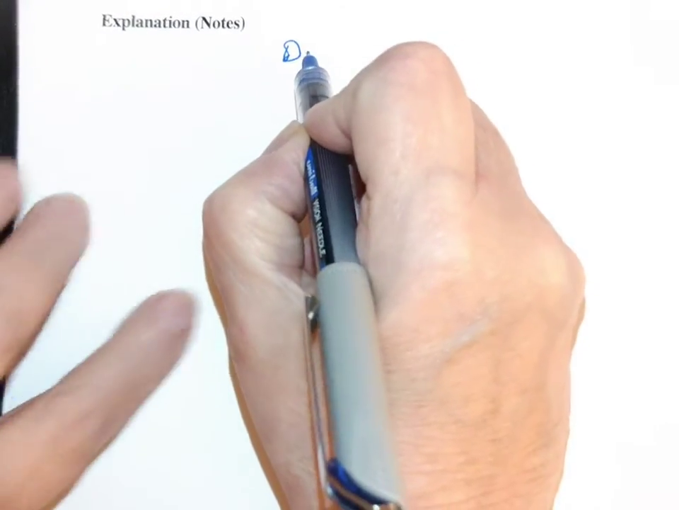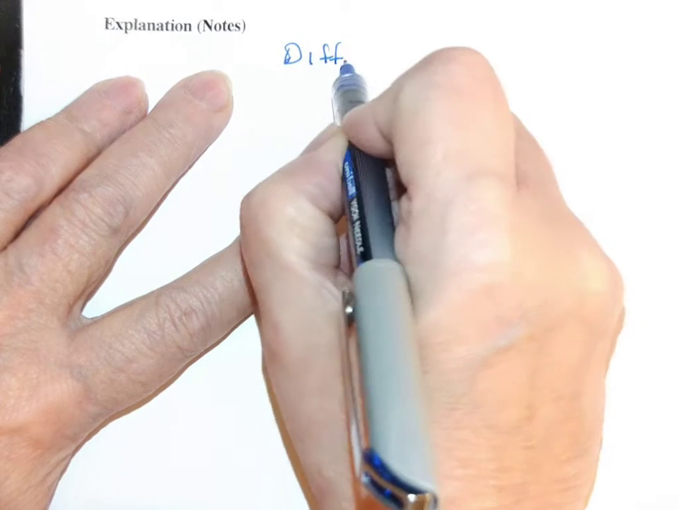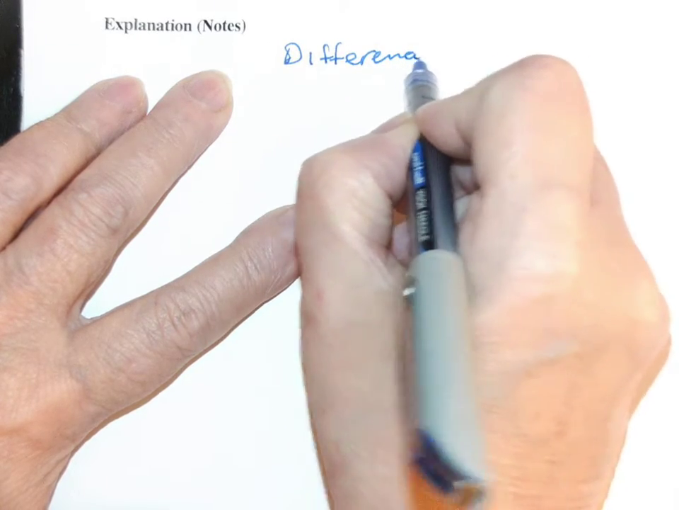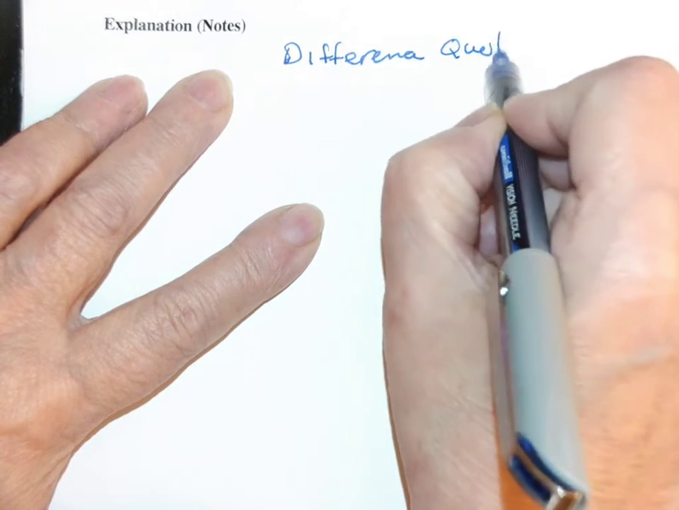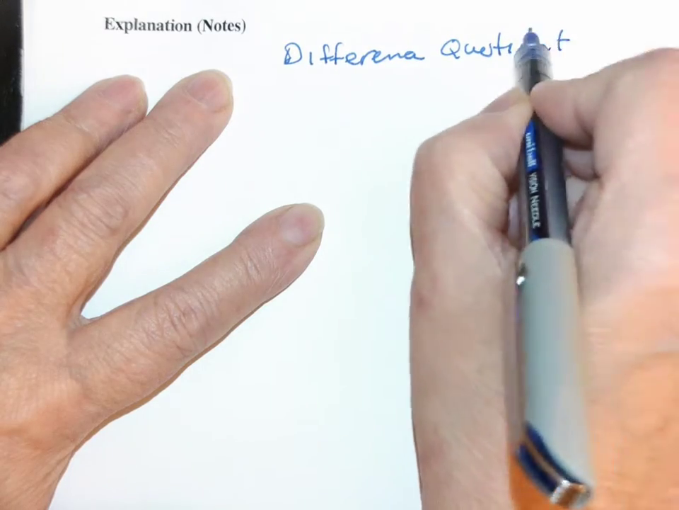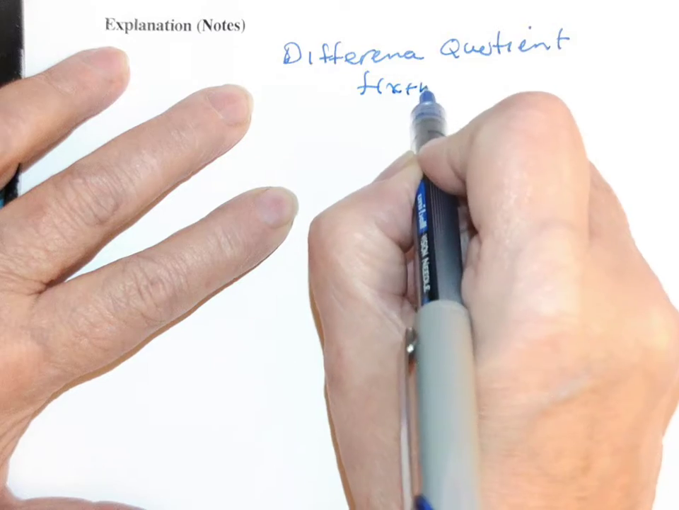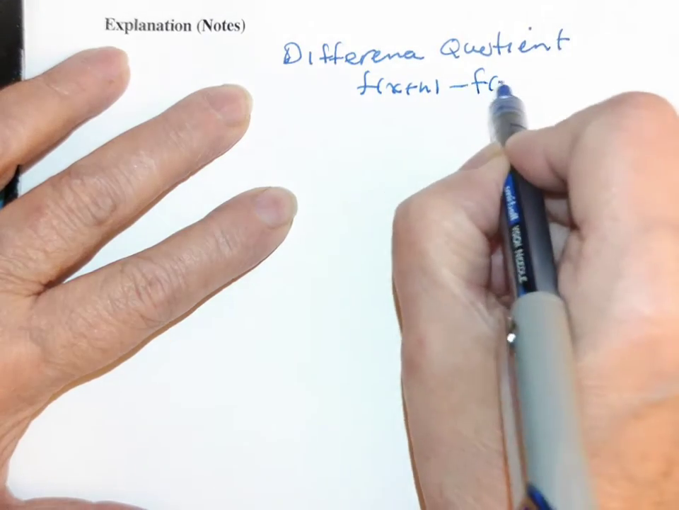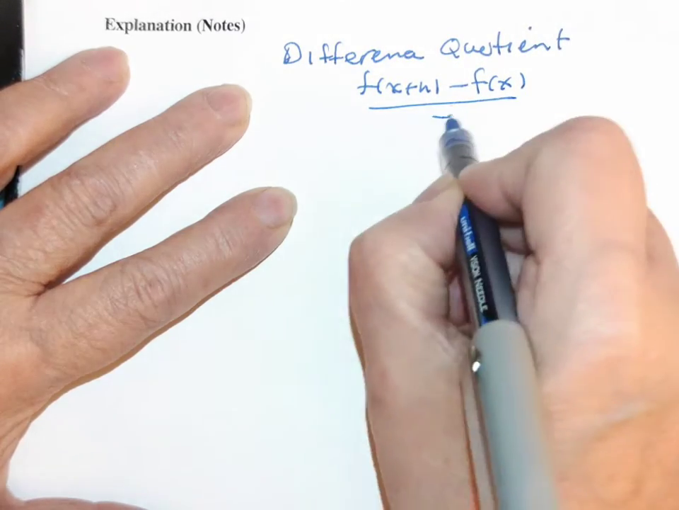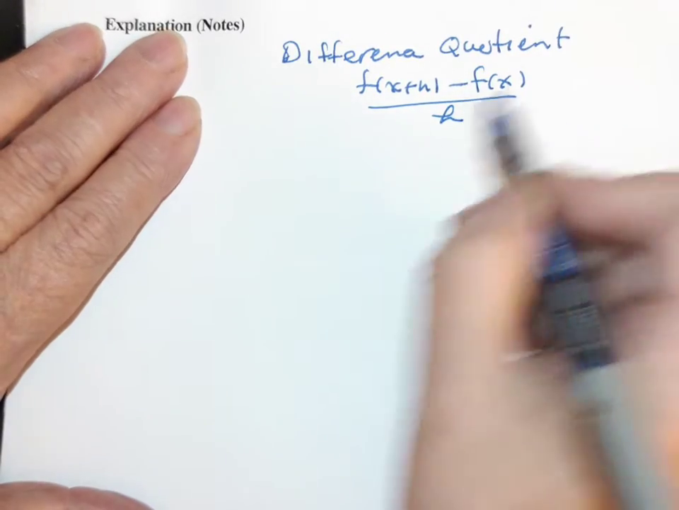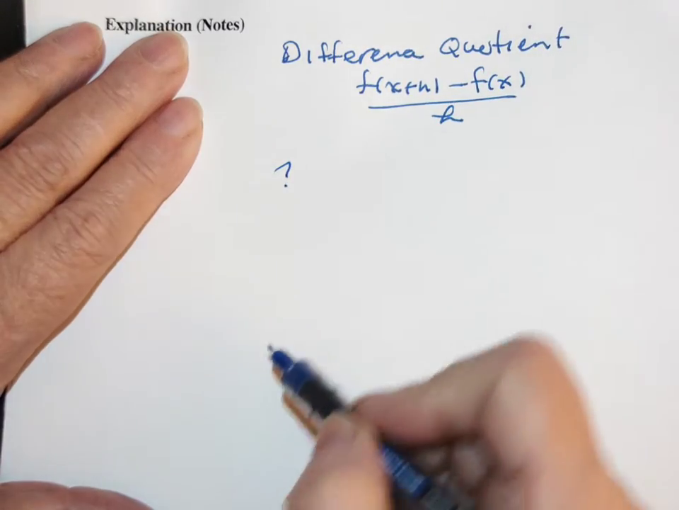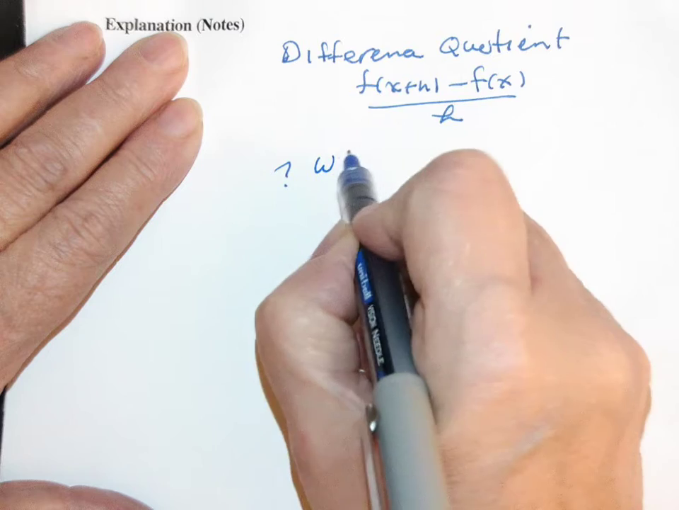Okay, difference quotient. The difference quotient is f of x plus h minus f of x, all over h. So then the question ends up being, what is this?